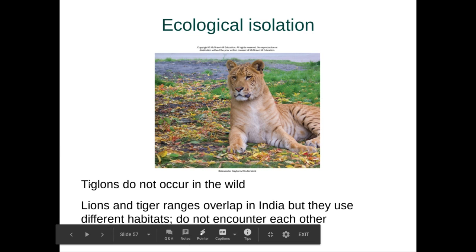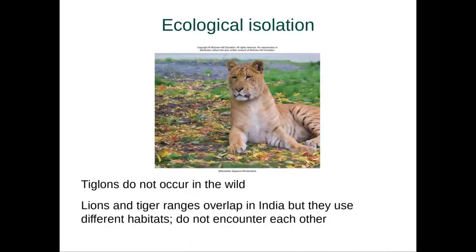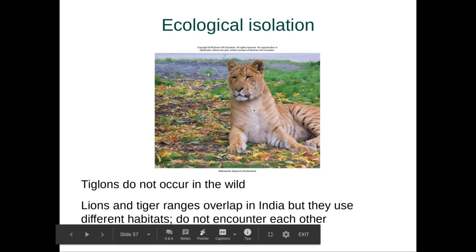Tiglons, which I think is the weirdest name, are a hybrid between lions and tigers. These don't exist in the wild. Now, we know they exist in a zoo setting because we've had tigers and lions mate, but they're ecologically isolated. So tigers and lions simply don't have ranges that overlap in India. They use different habitats. So thus they don't encounter one another, and thus they don't mate with one another and produce offspring. Also, I think tiglons are just adorable.